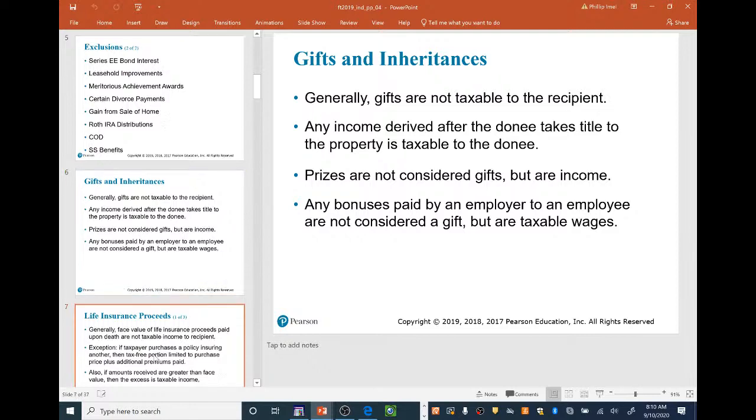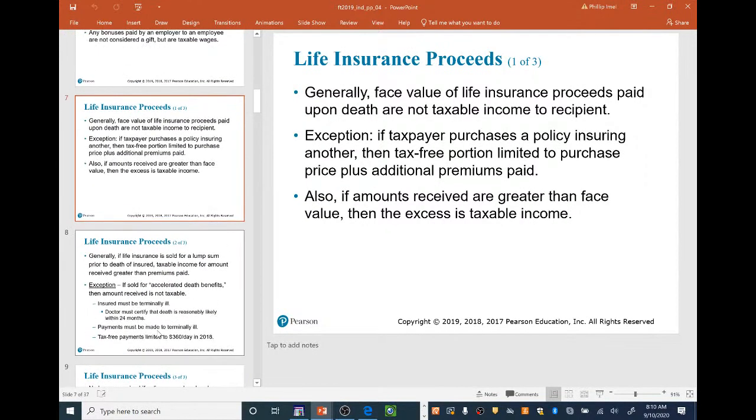Okay, let's talk about life insurance proceeds next. Life insurance proceeds, which are paid by reason of death of the insured, are generally non-taxable. Any amounts received in excess of the face amount are taxable as interest. Once again, the life insurance proceeds paid by reason of death of the insured are generally non-taxable, but any amounts received in excess of the face amount are taxable as interest.